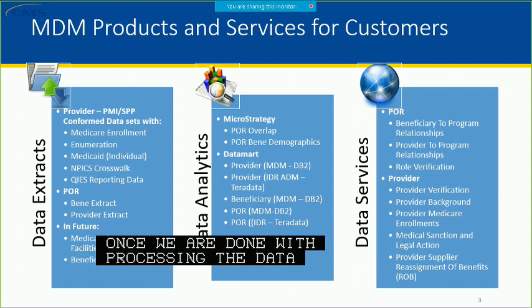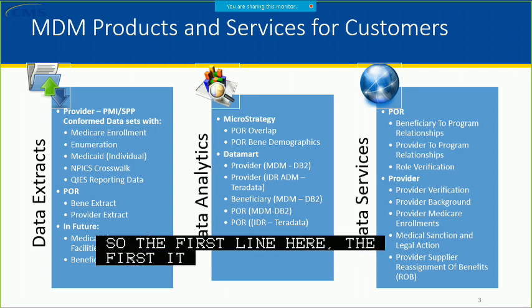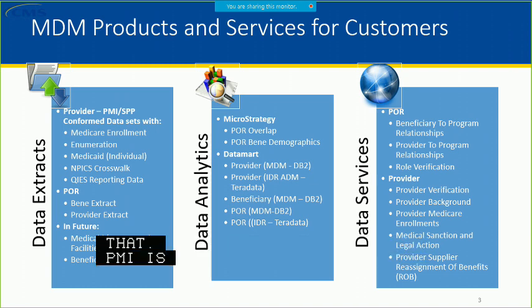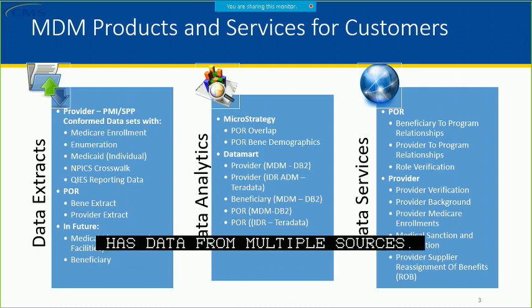So the first line here, the first section, the data extracts, it shows that. Our data mart on the provider side is PMI SPP. There are a set of tables. PMI would have confirmed data from multiple sources, and SPP is specific to one source alone, and it's not confirmed data. So that would be like getting PECOS's reassignment of benefits or role associations data.